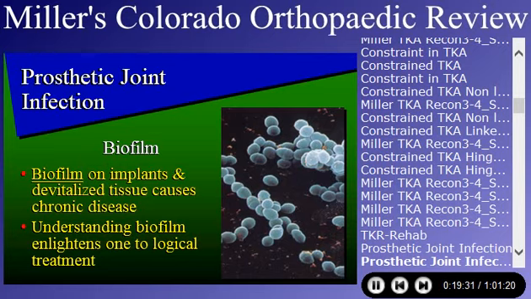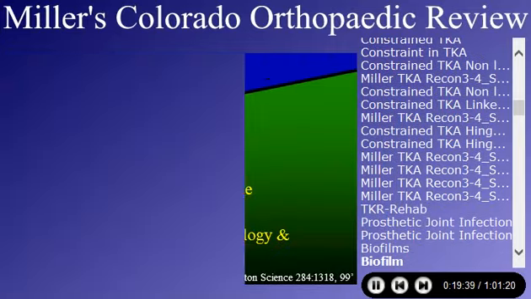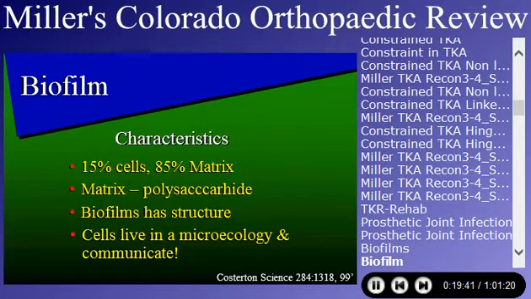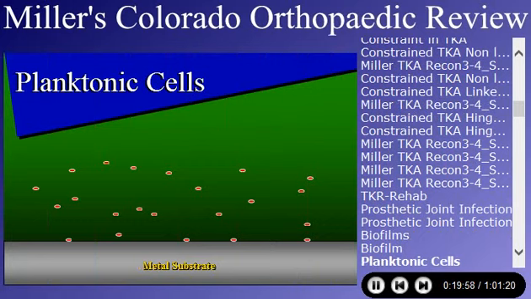All bacteria make biofilm. All foreign and devitalized tissues become coated with biofilm if you're exposed to bacteria. So biofilm forms on dead tissues, dead bone, and prostheses. Characteristically, it's made of 15% cells, 85% matrix. The matrix is polysaccharide. That's a test question. Biofilms have structure. They live in a microecology and actually communicate with lactone derivatives. But just remember that it is a polysaccharide coating.